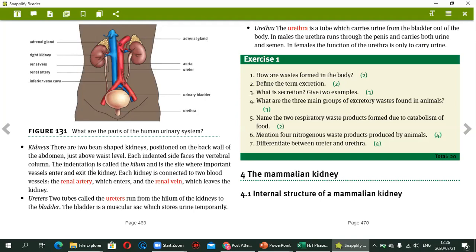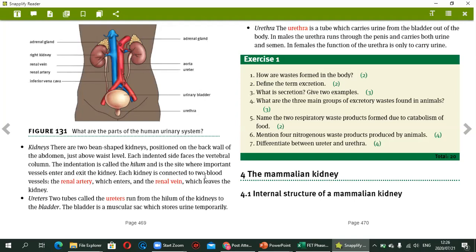And then each indented side faces the vertebral column. So you see it's facing the vertebral column, each indented side. The indentation is called the hilum and is the site where important vessels enter and exit the kidneys. You see that site where the vessels there enter and exit the kidneys, those sides.